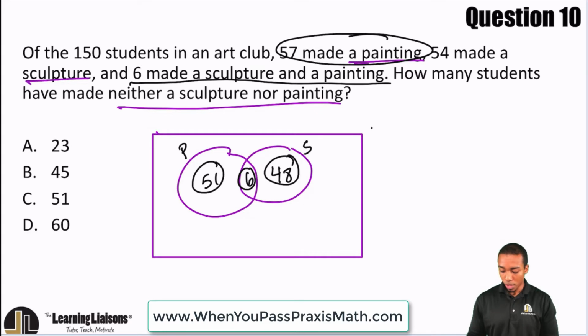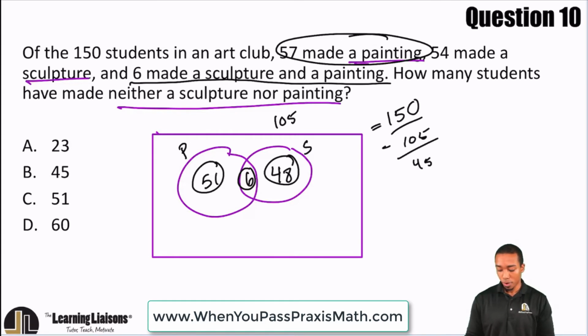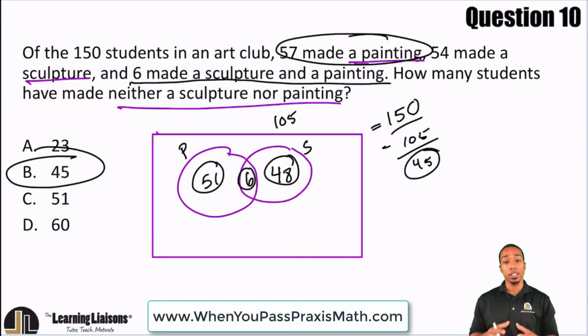But remember, the whole thing is 150. So if the whole thing is 150, and again, we're going to add it up again. So 57 plus 48 is 105. So if we have 105, but it's supposed to be 150 students, well, if you subtract, we get 45 left over. So that means that there are 45 students that drew or made neither a painting or a sculpture.